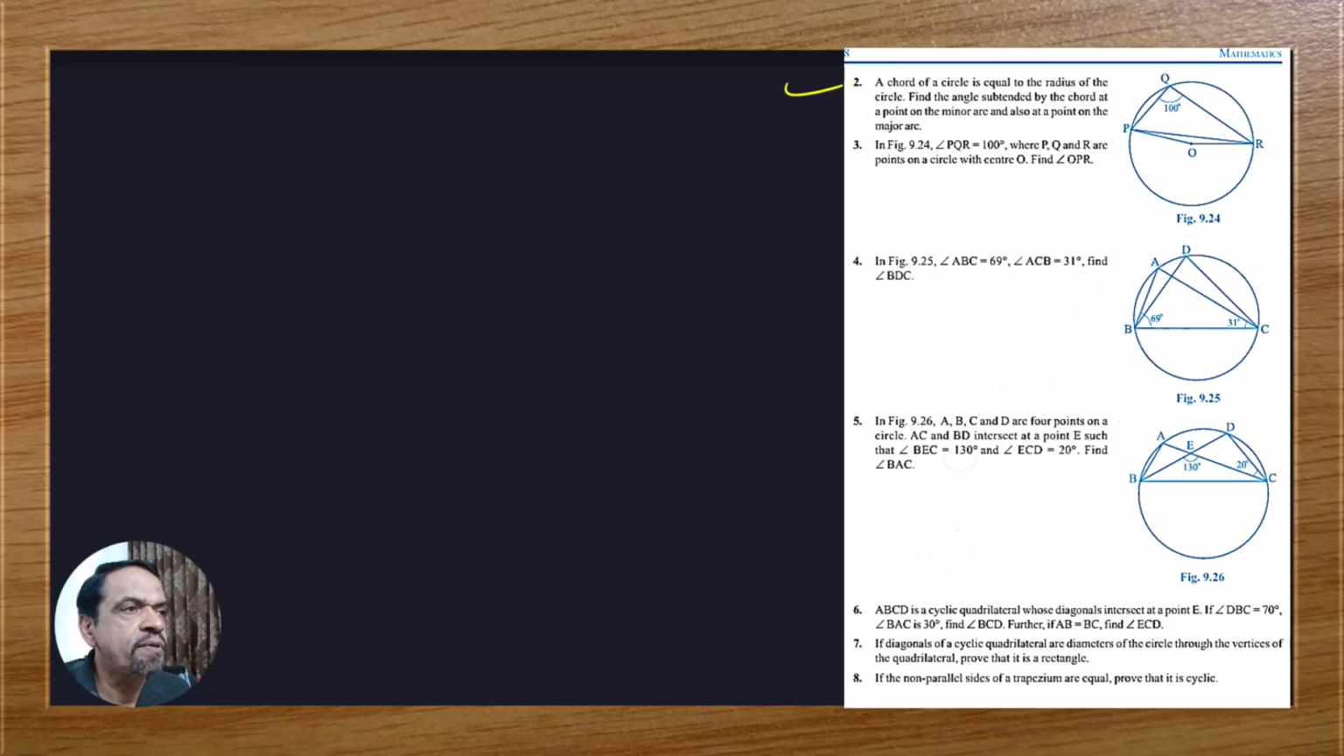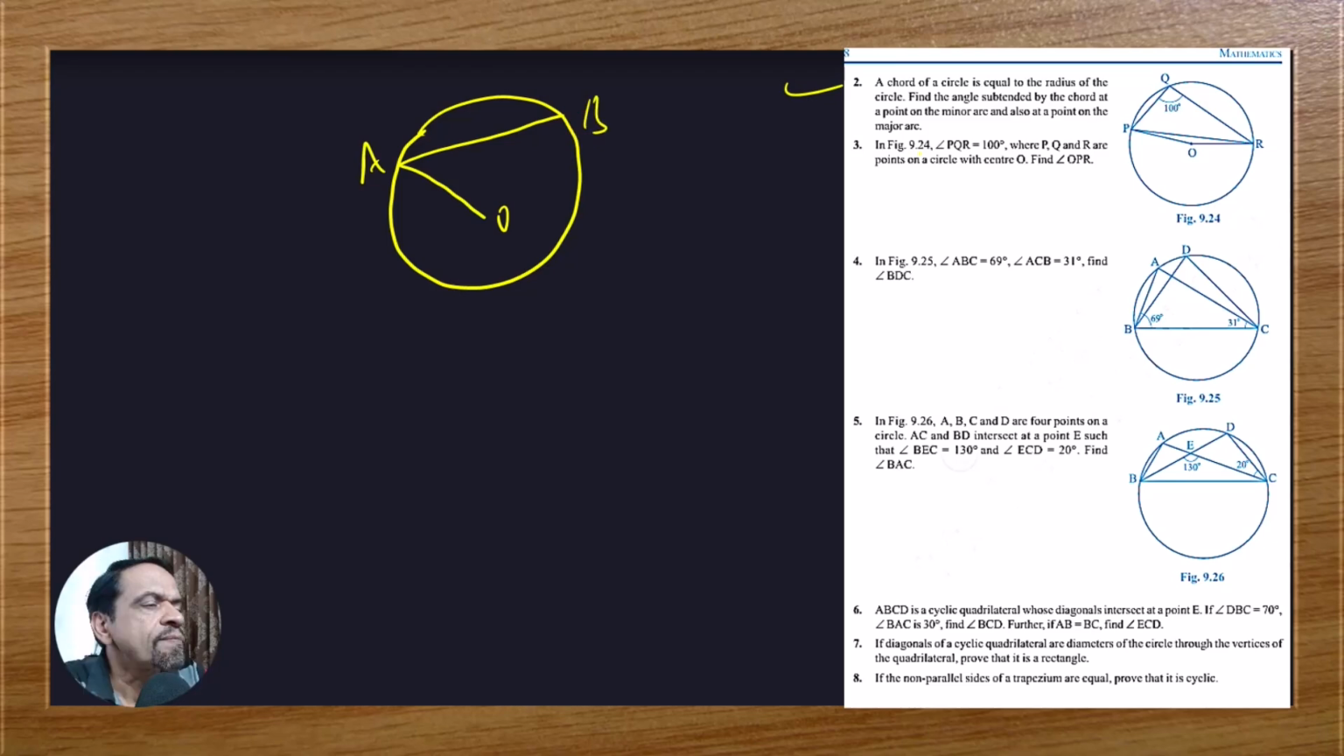Diagram is not given. In the question it is said that a chord of a circle is equal to its radius. Suppose this is AB. Find the angle subtended by the chord at a point on the minor and major arc. This chord is subtending an angle here in the minor arc and this in the major arc. Suppose this is P and this is Q. You have to find the angles P and Q.